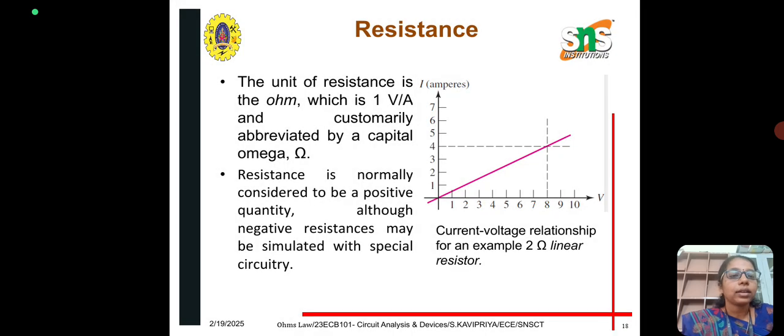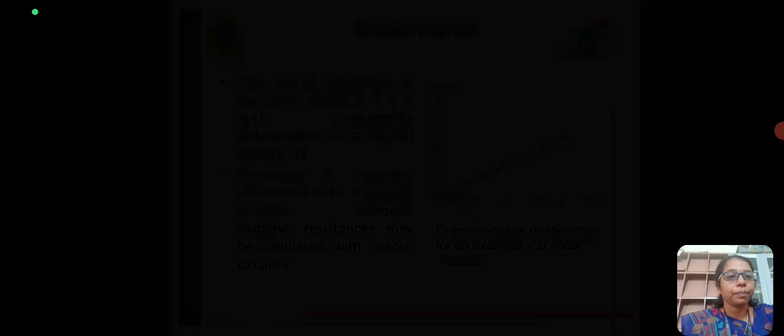And next is resistance. The unit of resistance is ohm, which is 1 V by A, and customarily abbreviated by a capital omega. Resistance is normally considered to be a positive quantity, although negative resistance may be simulated with special circuitry.